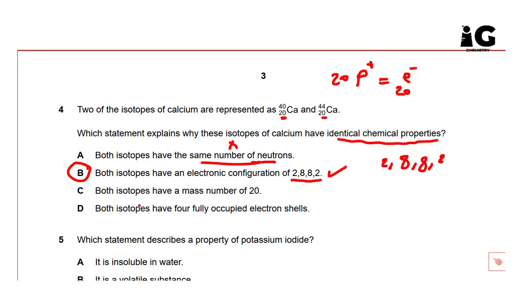If you check C and D: both isotopes have a mass number of 20. This is not the mass number actually, this is the proton number. And here, both isotopes have 4 fully occupied electron shells. Actually, they are not fully occupied. Not all shells are fully occupied, because if you check, the last one is not full.